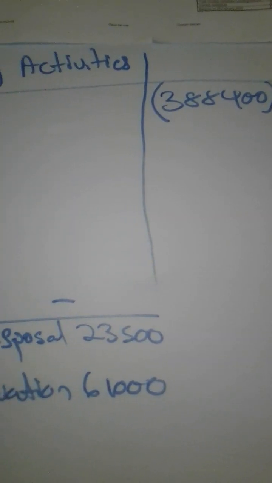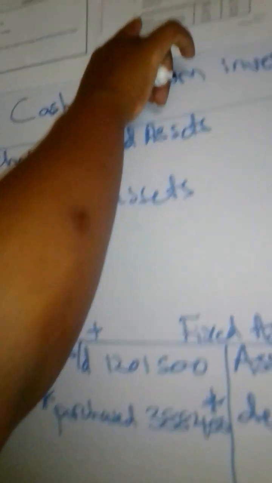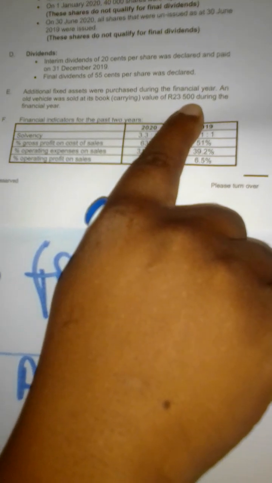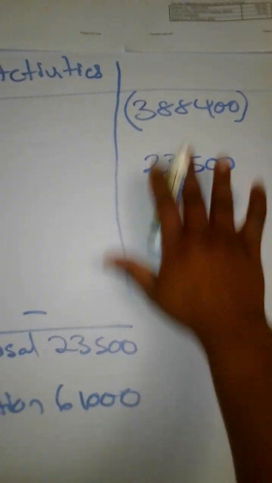We purchased, so that is an outflow. There's also a sale of fixed assets. We go back to E again. An old vehicle was sold at its book value, so we sold at the book value of 23,500. This is the money that we received from the sale of the fixed asset, the 23,500. It is an inflow.